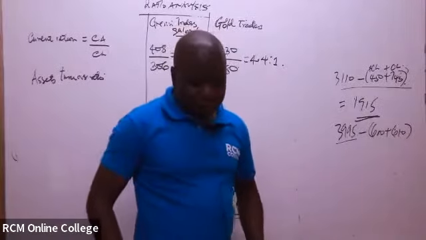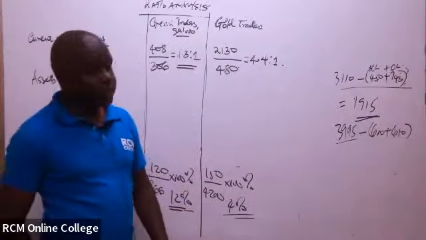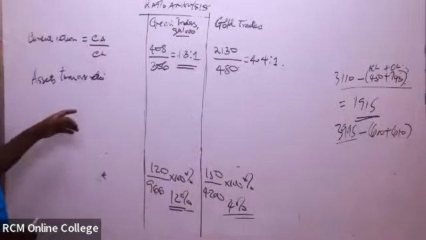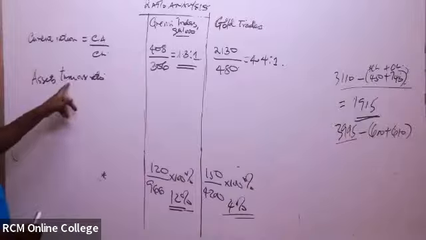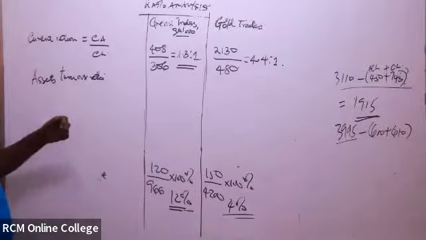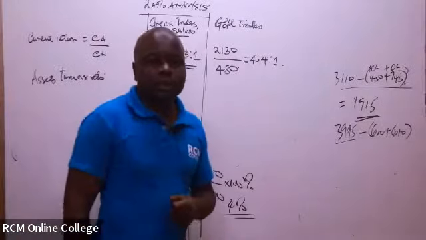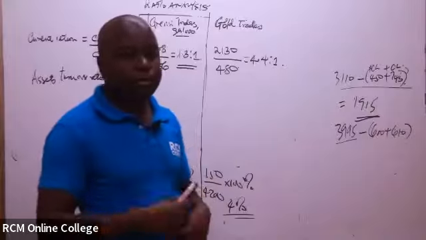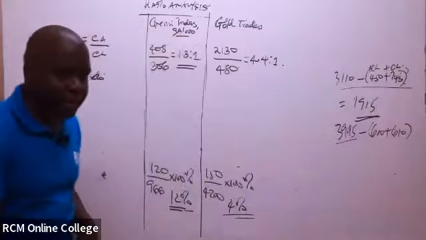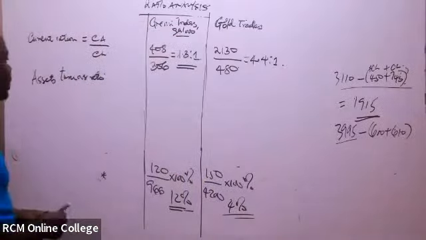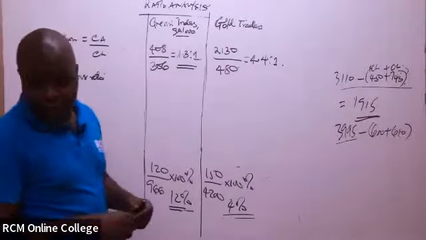The asset turnover ratio is sales over total assets. Whenever you see this term turnover, it mostly has something to do with sales. If someone asks you, what is your annual turnover? How much are you raking in terms of revenue when you make your sales? That is your turnover. So it is something to do with sales.